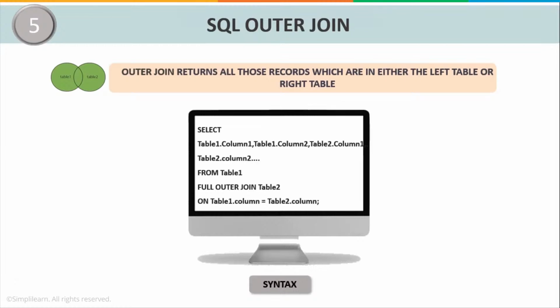Let us now understand the syntax. The syntax remains the same, that is select table1.column1, table1.column2 and so on up to table2.column2 from table1. Full outer join is the keyword that we use here, table2 on table1.column equals table2.column. Now here you have to mention the same or a similar column name after the on predicate statement.